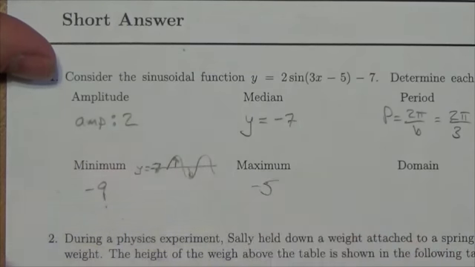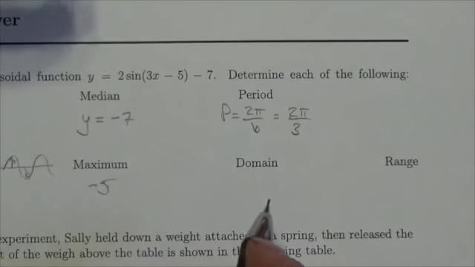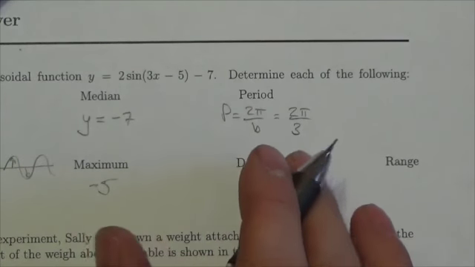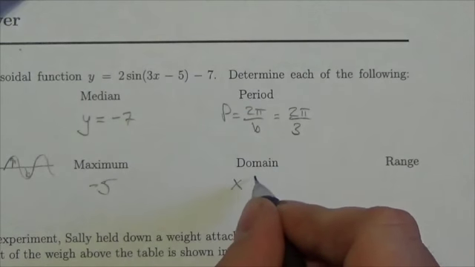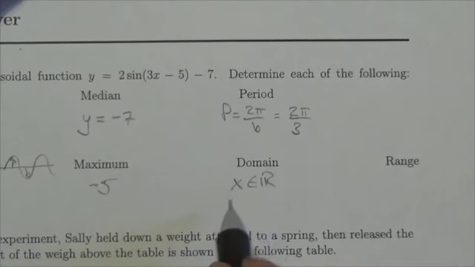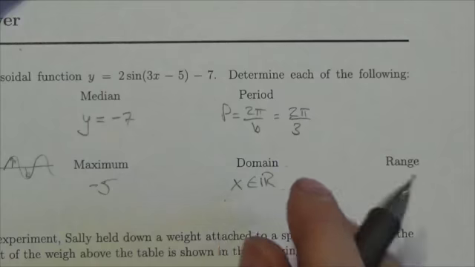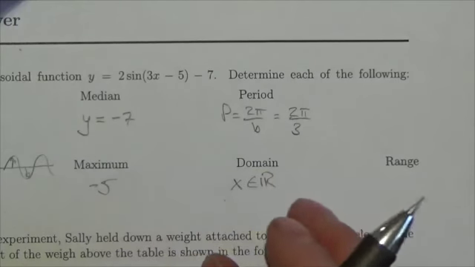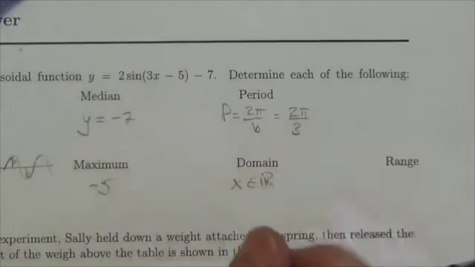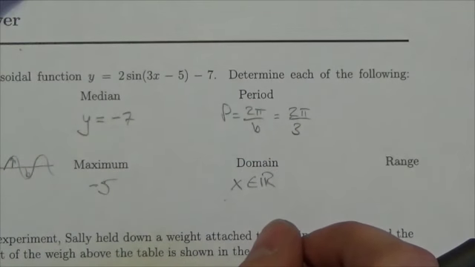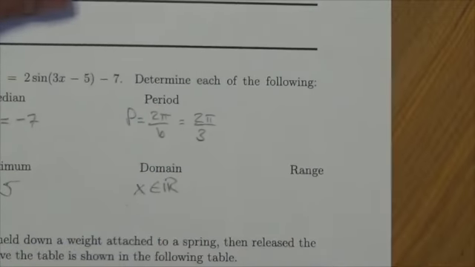Okay. The next question is the domain. Well, this is a trig function, okay? Sine and cosine, these two sinusoidal functions, they both have infinite domains, and so we would say that x is an element of the reals. Okay, it's all real values. No matter what value you pick, what real number you pick, that's going to be an okay number in this trigonometric function. And now finally the range.